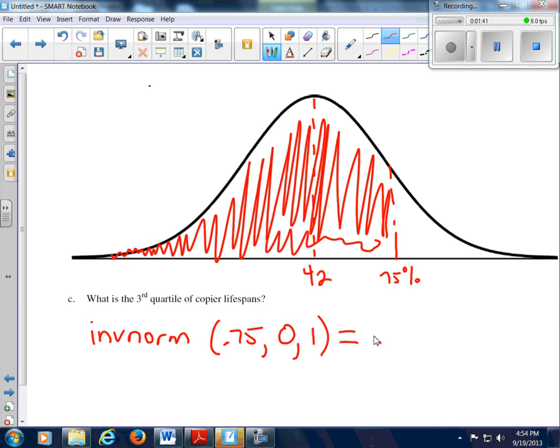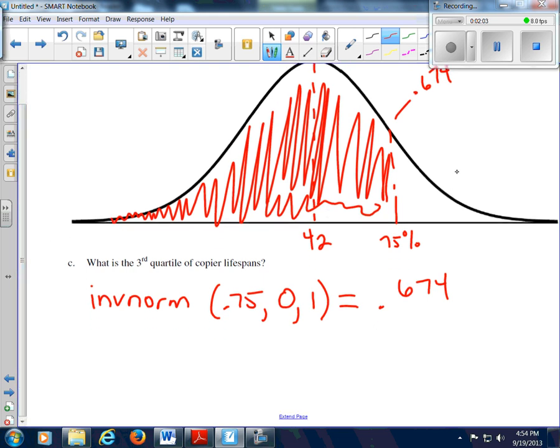So I'm just going to round it to 3 decimal places. I'm going to say it's 0.674. So what that's telling me is I am 0.674 standard deviations away from the mean. Does that make sense? It's a positive z-score, so I know a positive z-score has to be to the right. So that kind of makes a little bit of sense to me. But of course, I don't know what that means in terms of months. So how do I figure that out?